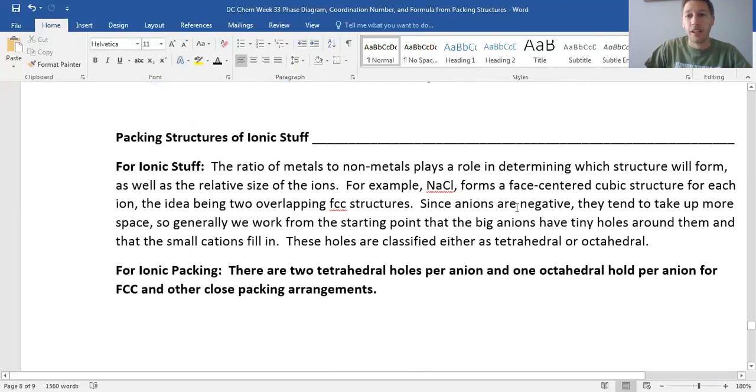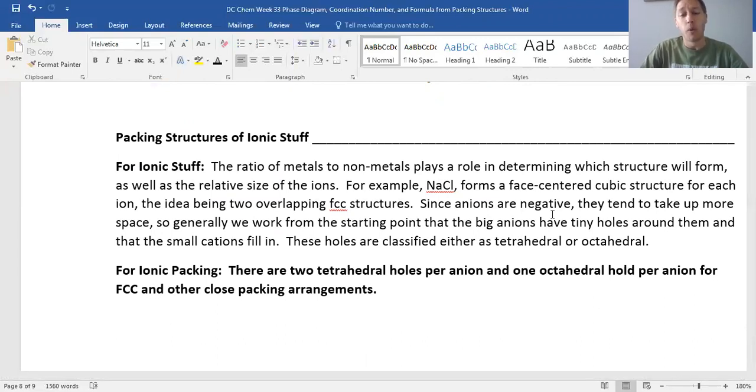Okay. Ionic stuff is slightly different. All right, ionic stuff, we talk about packing a little differently, because what we usually talk about is the holes that are generated. The general idea is when a non-metal picks up electrons, it gets bigger, and when a metal loses electrons, it gets tinier. So we usually talk about ionic stuff being packed such that these anions, which are big atoms, have vacancies around them, and the positive metals, which are tiny, fill in the little holes.